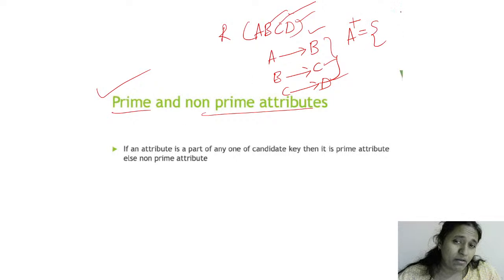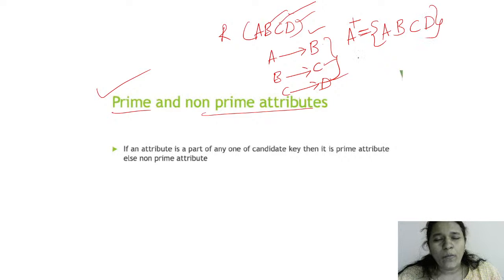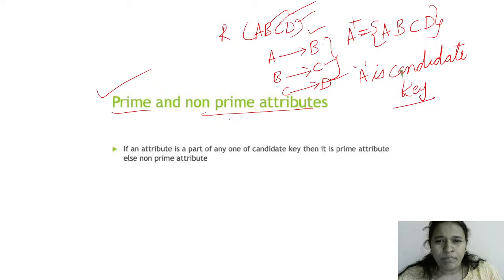Okay, now what will we do? We have to take the closure of whichever attribute is not present on the right hand side. What is the closure of A? From A we can determine B, from B we can determine C, from C we can determine D. In this relation A is the candidate key.